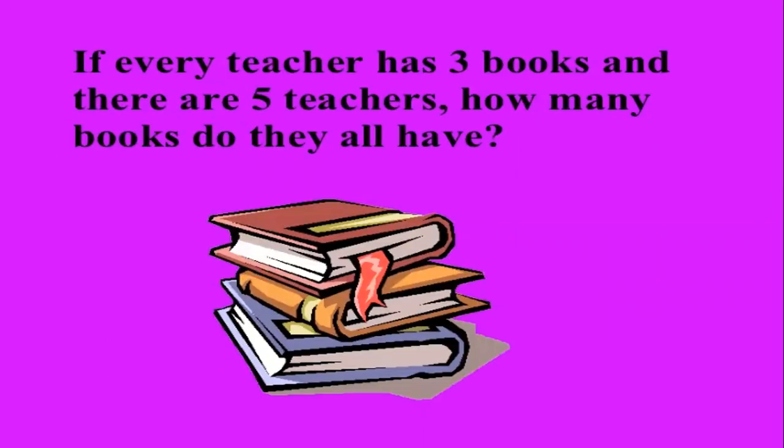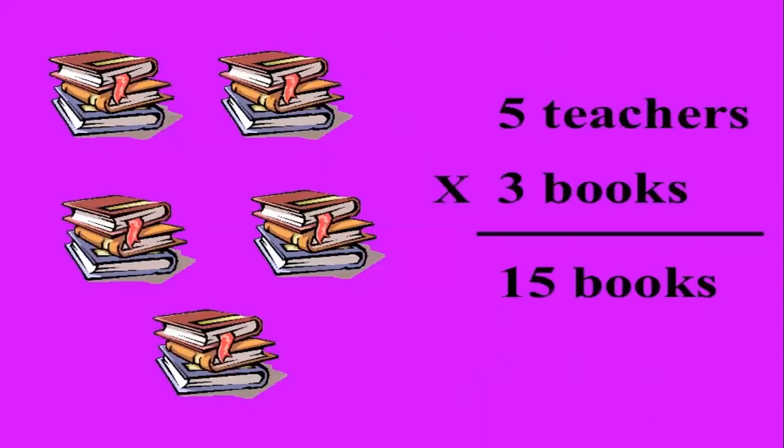Another example, if every teacher has 3 books and there are 5 teachers, so the total number of teachers is 5 and each one of them has 3 books. So how many books do they all have? See, there comes a keyword: all. All means they're increasing something. So when something is increasing, you can multiply. You can multiply the number of teachers with the number of books. There are 5 teachers and each one of them is holding 3 books. So the total number of books will be 15.